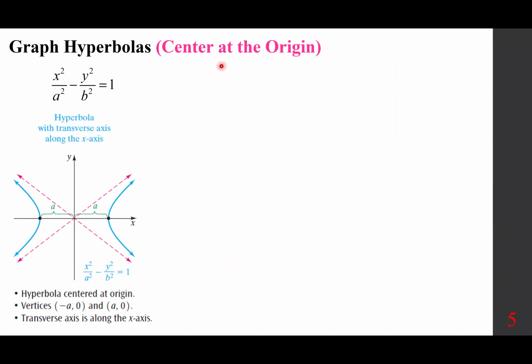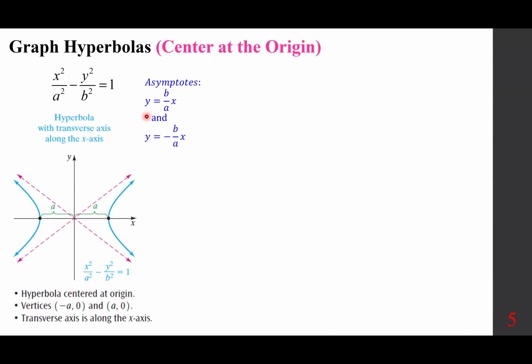Graph a hyperbola centered at the origin. The formula is x squared over a squared minus y squared over b squared equals 1. This is when the graph crosses the x-axis. Hyperbola centered at the origin. Vertices are (-a, 0) and (a, 0). Transverse axis along the x-axis.